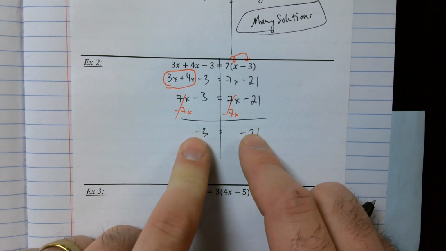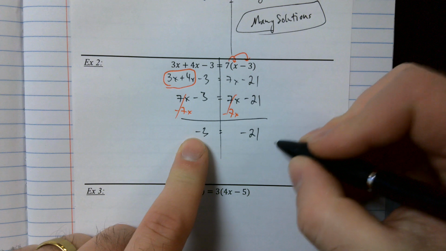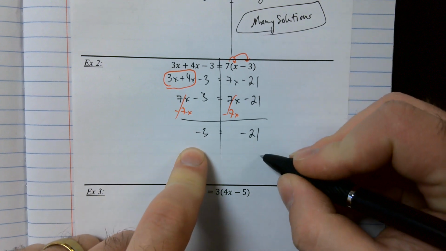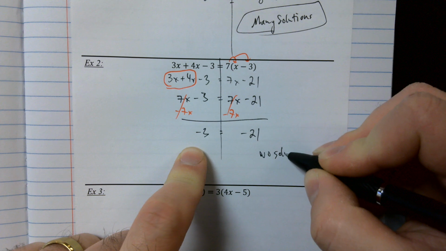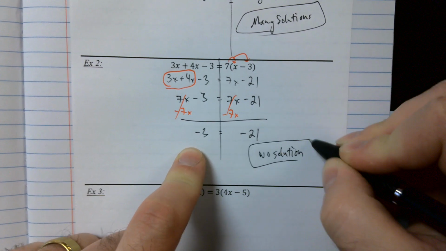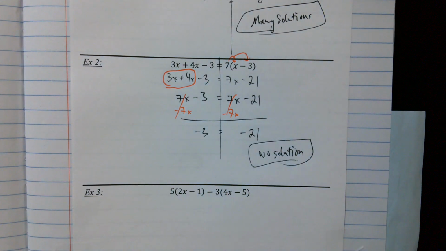Are those the same number? No. So what's my answer going to be? No solution. Great job. If you get a false statement like this, negative 3 equals negative 21, that is not true. There is no solution. That's my answer.